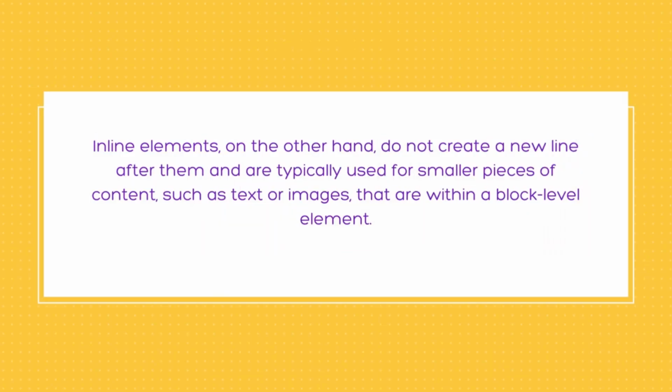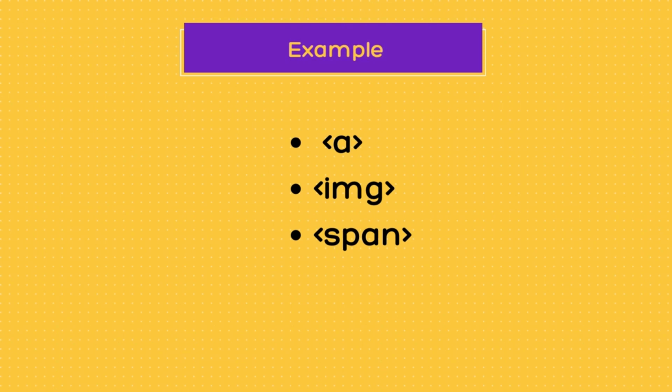Next, coming to inline elements. Inline elements, on the other hand, do not create a new line after them and are typically used for smaller pieces of content such as text or images that are within a block level element. Inline elements include elements such as a tag, image tag, and the span tag. It's important to note that the distinction between block level and inline elements can be overwritten by CSS. For example, you can make an inline element behave like a block level element by setting its display property to block, or maybe make a block level element behave like an inline element by setting its display property to inline.